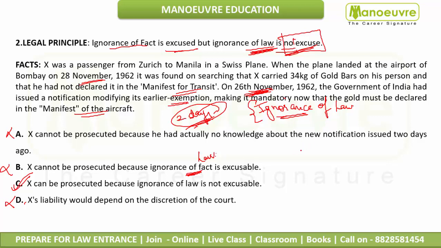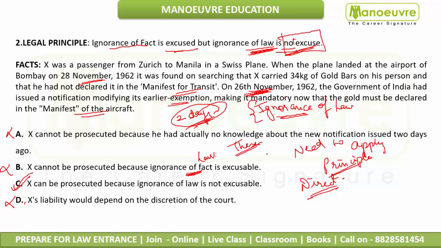Okay, guys. So this is how you need to apply. You need to apply the principle to the given facts and thereby to the given options. This is nothing but the direct application of the principle. Okay, so these types of question you can expect in your entrance exam from the contract law. Very, very important this topic is, guys.